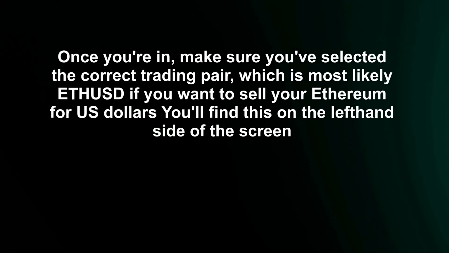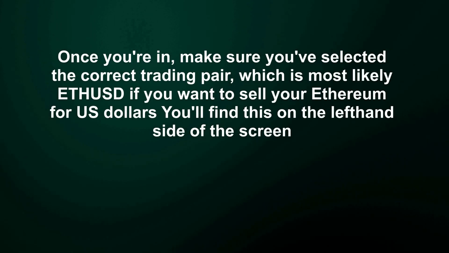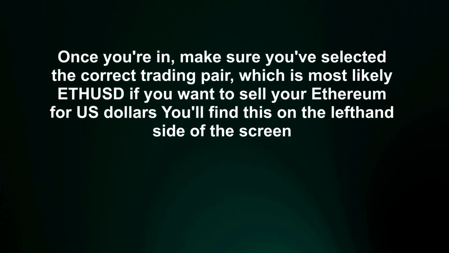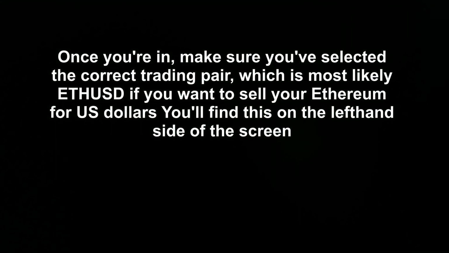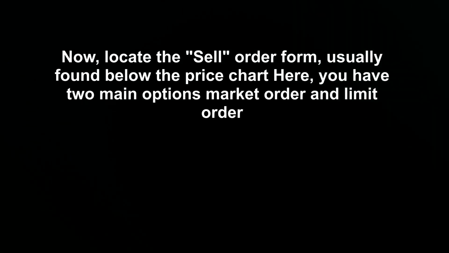Once you're in, make sure you've selected the correct trading pair, which is most likely ETHUSD. If you want to sell your Ethereum for US dollars, you'll find this on the left-hand side of the screen. Now, locate the sell order form, usually found below the price chart here.